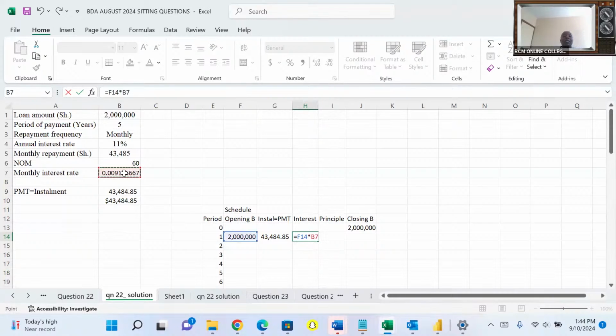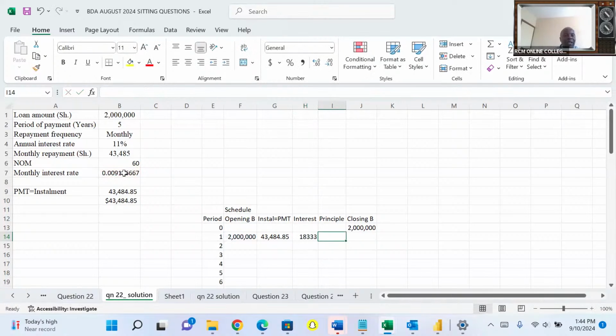What do we know about this monthly interest rate? It is constant such that we must dollarize it. We must dollarize this because the monthly interest rate will not be changing. The rate will not be changing. So how do I dollarize this? I'll press function F4 like that. And then I continue, ladies and gentlemen.